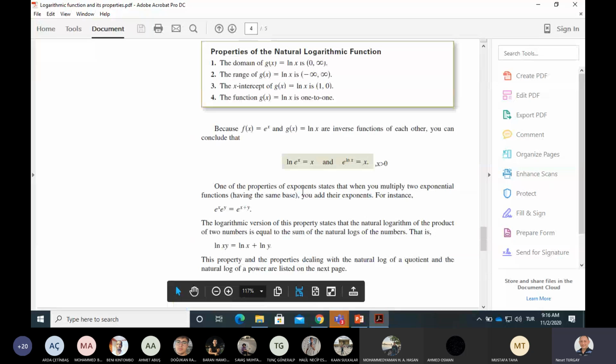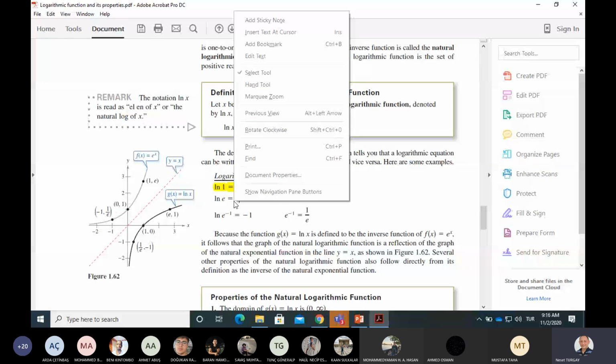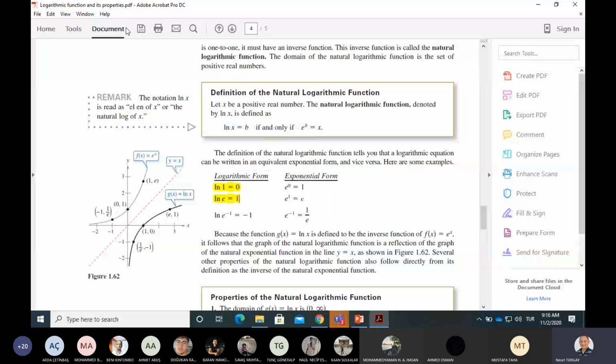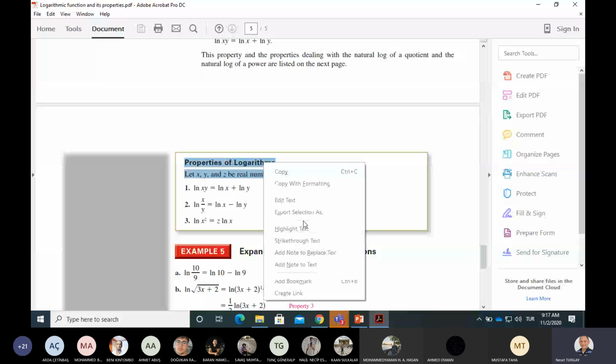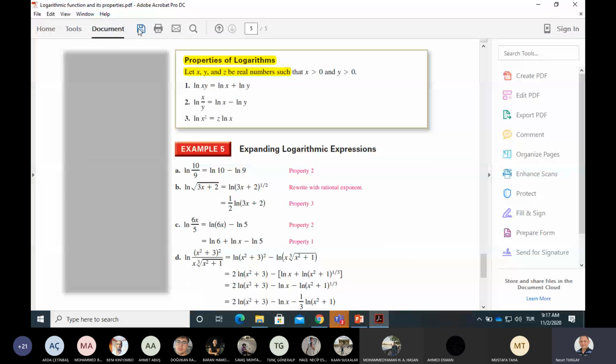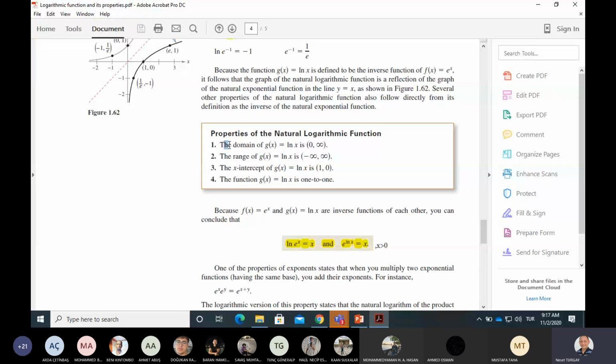These are properties. These two guys we also use. This one's important. Ln 1 is 0. Ln e is 1. We will use these two a lot. Let me highlight this one also. So these properties we will use a lot. Sometimes we will use these ones also. This is important. Domain is very important.